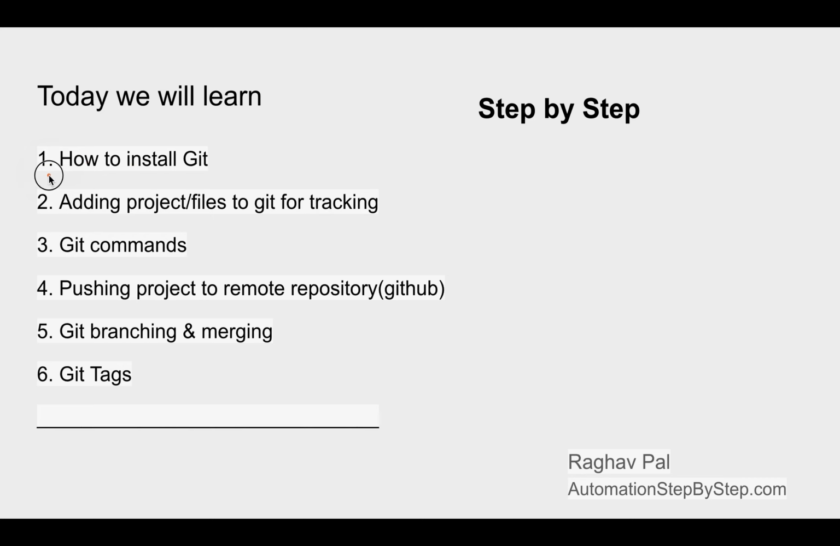So we are going to learn how to install Git, and then we will see how to add project and files for Git tracking. We will see how to add Git commands and run Git commands. We will be pushing our project to remote repository on GitHub. We will learn Git branching and Git merging, and then we will learn about Git tags. So this is going to be very easy and very interesting.